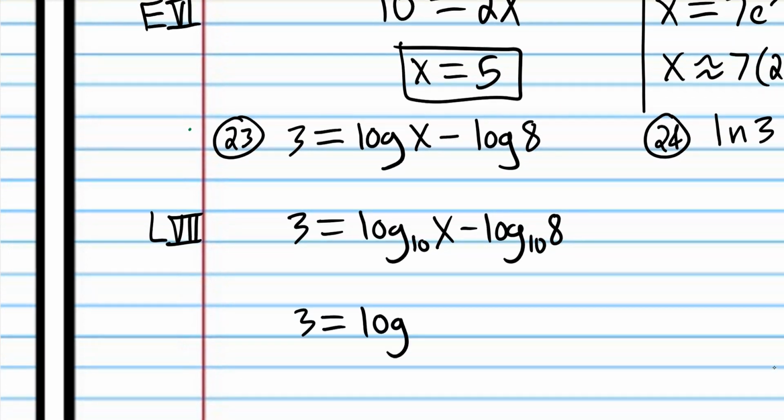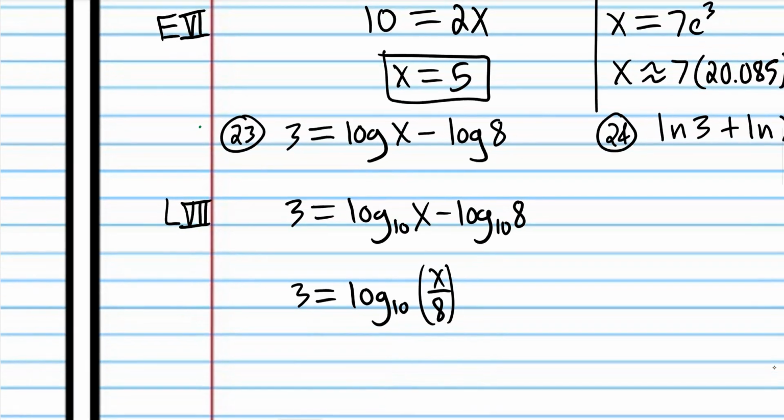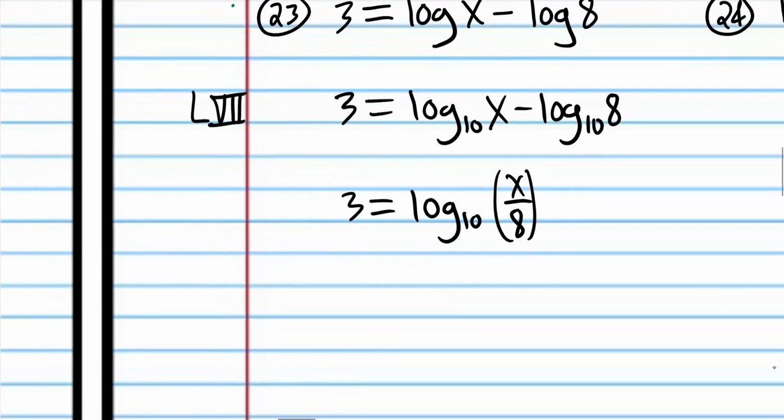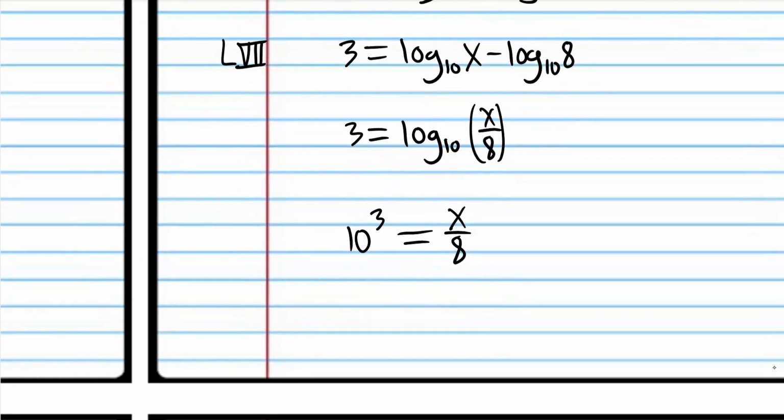So now we know that those logarithms have the same base, so we get the equation there, and we have to translate. The base of the exponential expression is 10, the exponent is 3, and again, that's just how you translate from a logarithmic equation to an exponential equation.